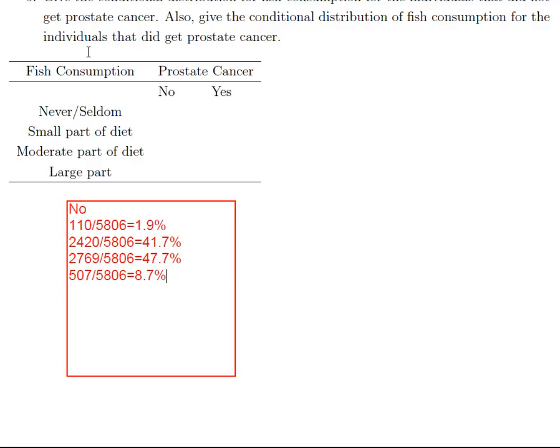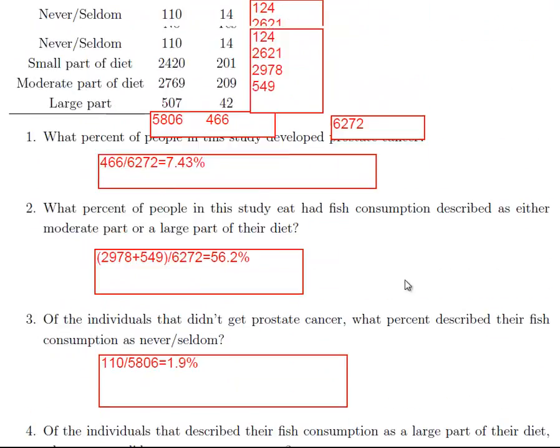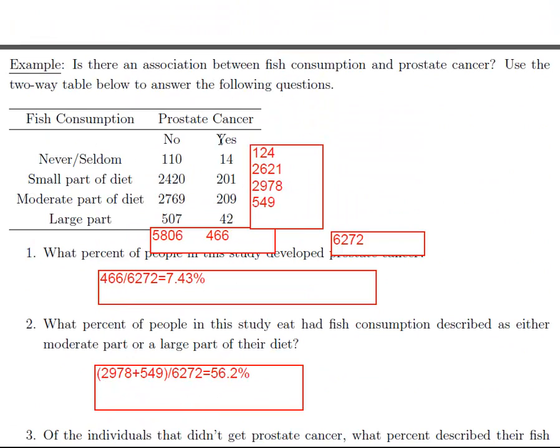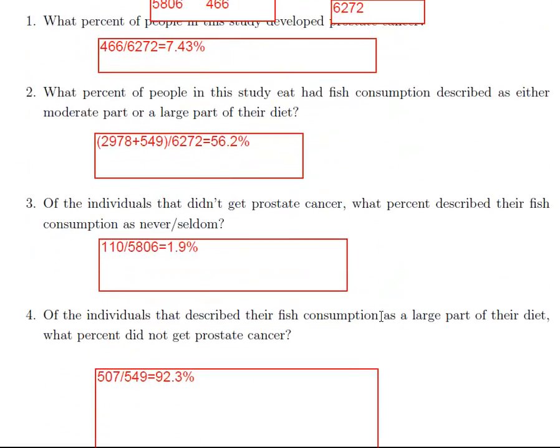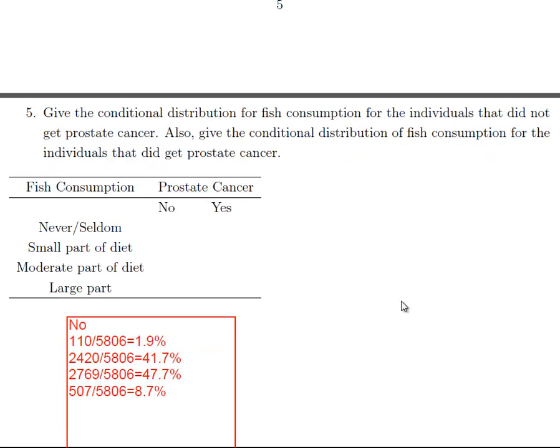And then I also want to do that for the individuals that did. And so I would do the same thing. I would do that for this column right here. So 14 divided by 466, 201 divided by 466, and so forth. And so I'll go ahead and fill this in for you.